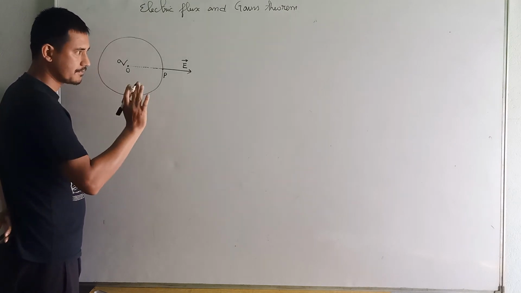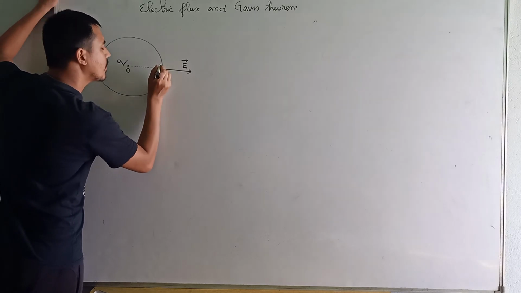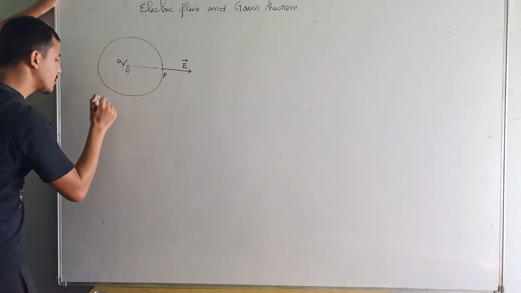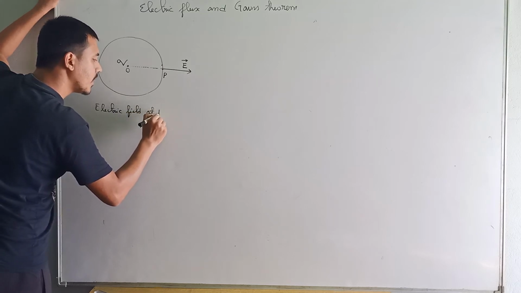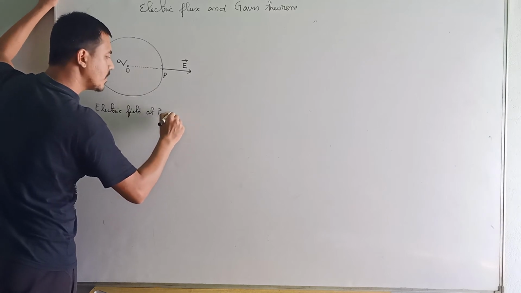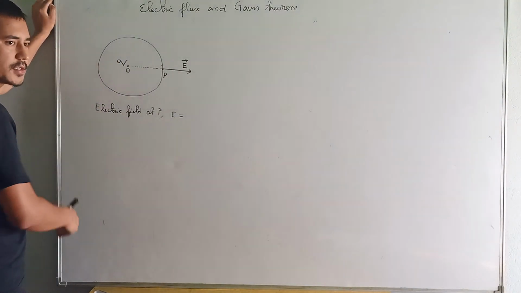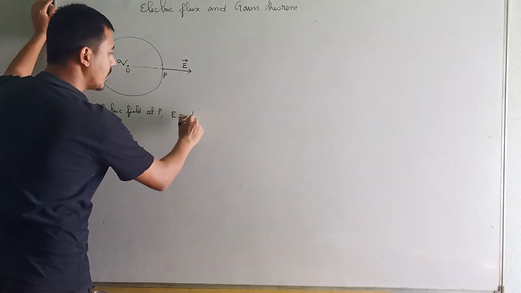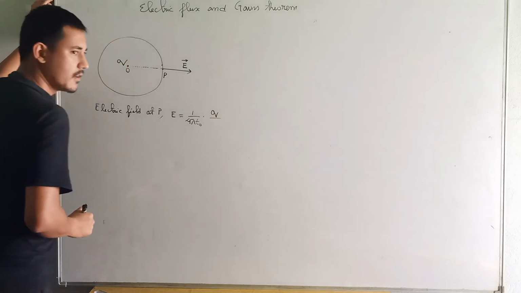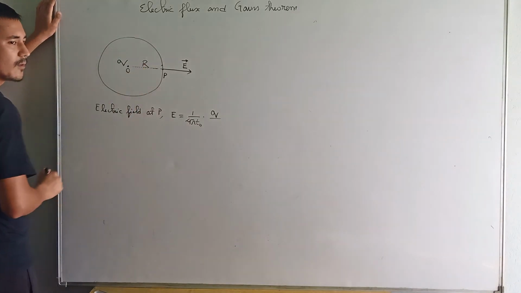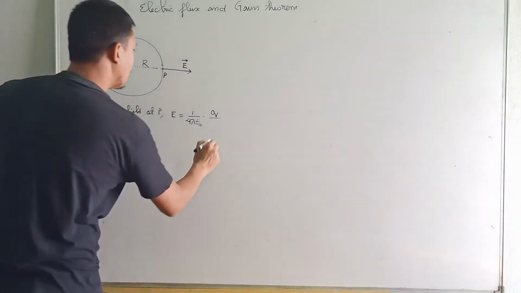Now the electric field at point P will be given by what? What is the electric field at any point due to a charge? It is 1 by 4 pi epsilon naught into Q by R square, the square of the distance. Let R be the radius of the sphere. If P is a point on the surface of the sphere, then the distance is R, so it is Q upon R square.